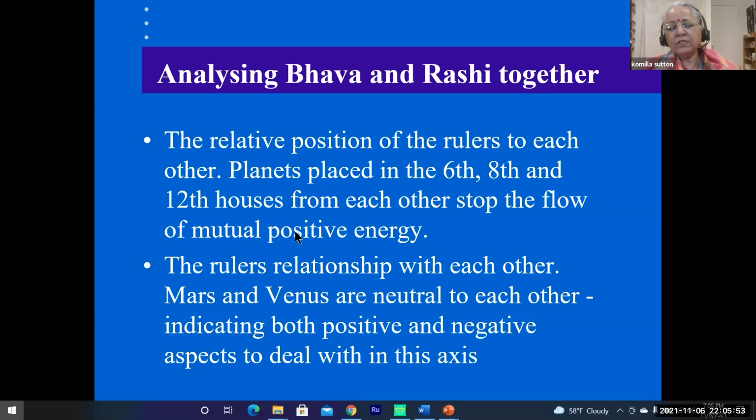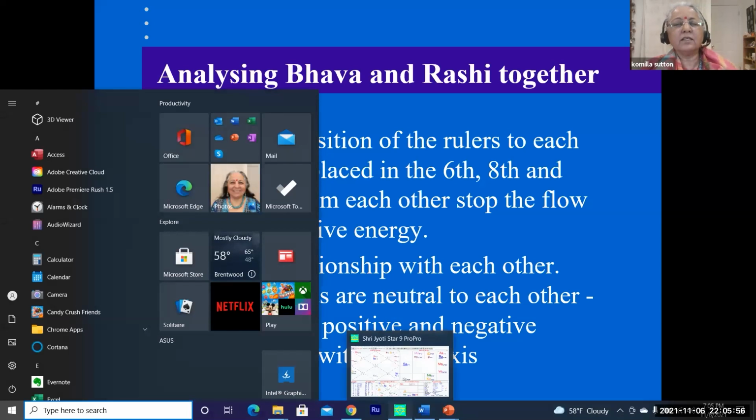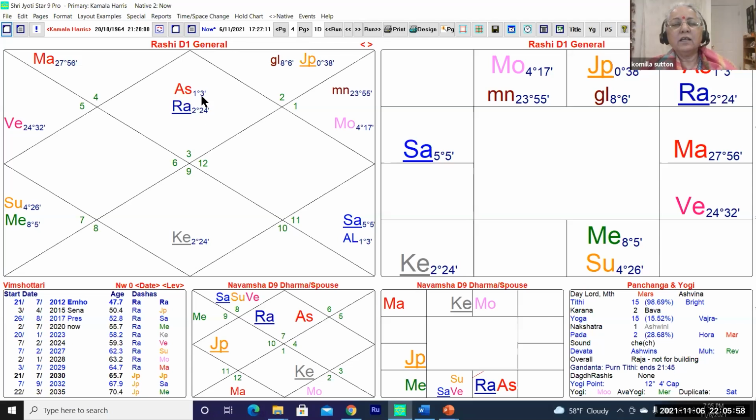So now if you see the chart here of Kamala Harris, what you see is that her Mercury is in the fifth house. Jupiter, the lord of Ketu, is in the 12th house. So they are 6-8 from each other. So there is some disconnection in her life.